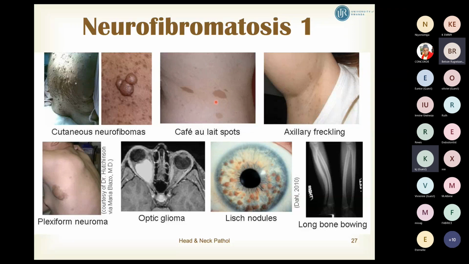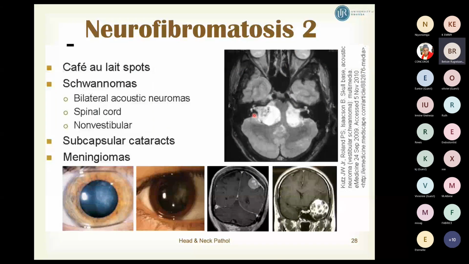Cafe au lait, for those who know French, lait means milk. Cafe is coffee. So, because the skin is white, these spots look brown, as if you took milk and put in coffee. So, cafe au lait, coffee with milk spots. But the term stays in French, of course. So, for neurofibromatosis 2, they also have cafe au lait spots.